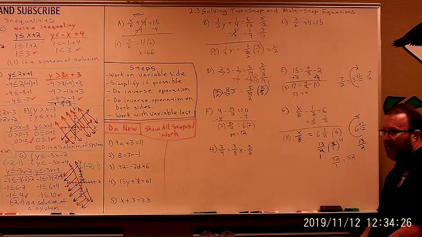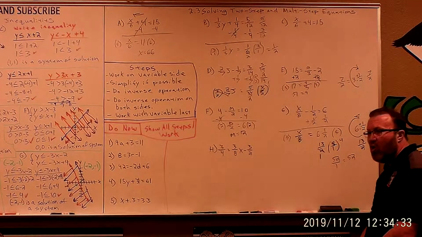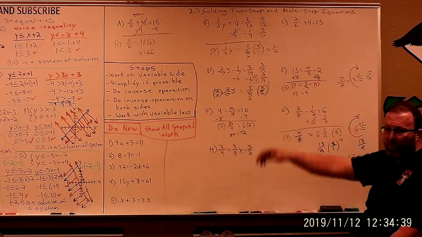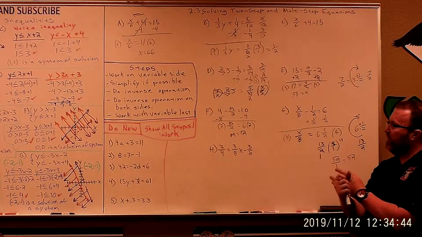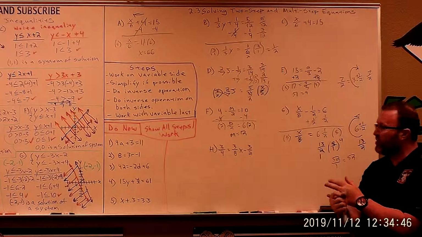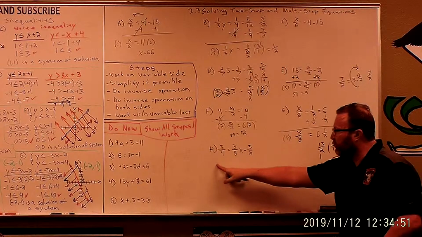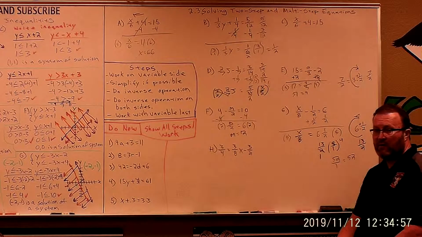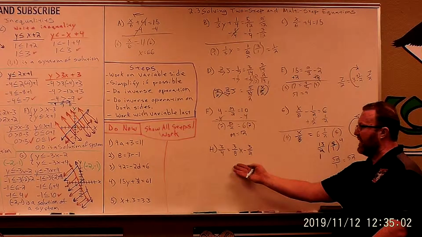Okay. Are we ready to tackle this one? No. Yeah. We're ready now. We're ready. No rules changed, okay? So what I gave you applied to every single problem here, right? We worked on the variable side. We simplified if possible. We did the inverse operation to both sides, and we always work with the variable last, okay? So looking at this problem, what side am I going to work on? The variable. Which is what? Yeah, the right. Okay, so knowing I'm going to work with this variable last, what I'm going to do?